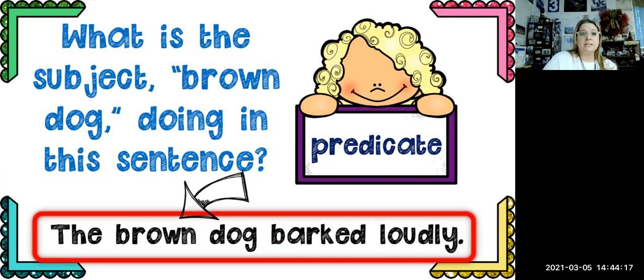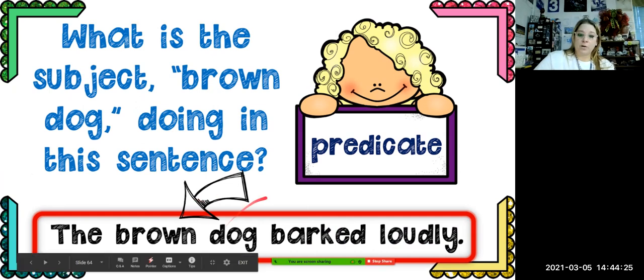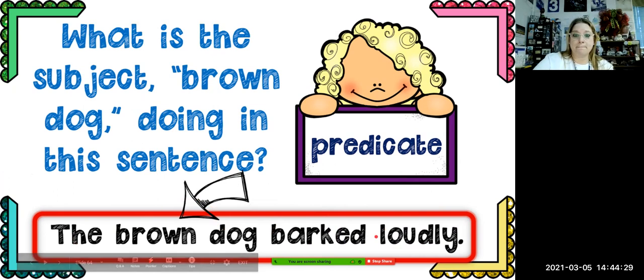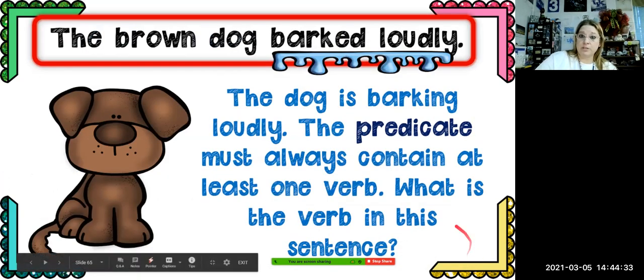Okay, so what is the subject, brown dog, doing in the sentence? It says, the brown dog barked loudly. What did the brown dog do? He barked loudly. So the dog is barking loudly. The predicate must always contain at least one verb.